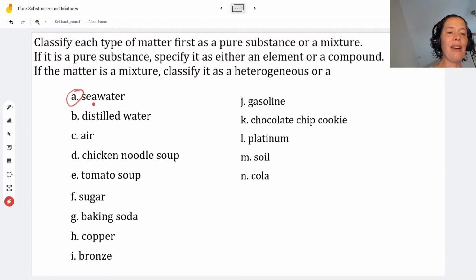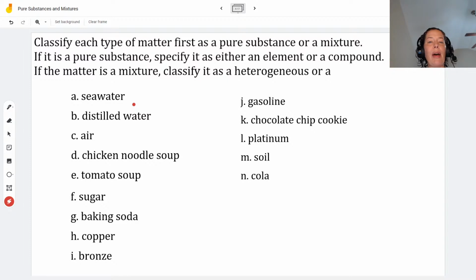Okay, so our first one here is seawater. All right, so if I go to the beach and I take my little bucket and I scoop out a bucket full of seawater and I look at it, is it first a mixture or a pure substance? Well, if you think about seawater, there's a lot of water in it, right? But there are also other things. So there are a lot of salts dissolved in seawater. It is not just pure H2O. It has other things in it. So seawater first is a mixture.